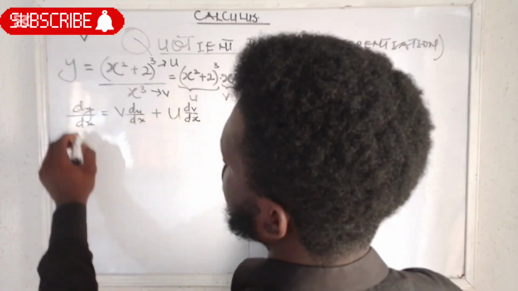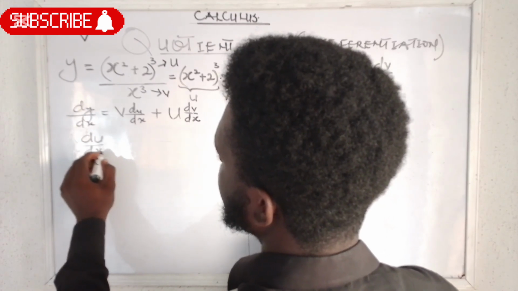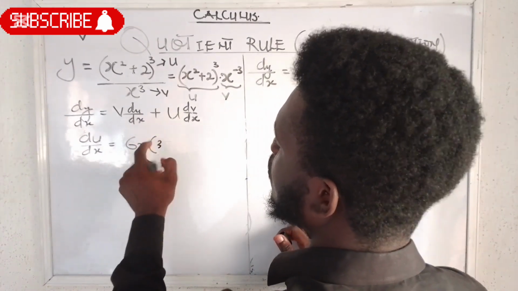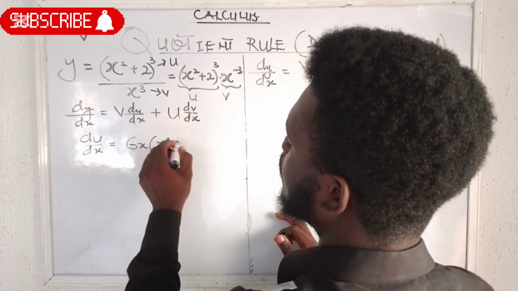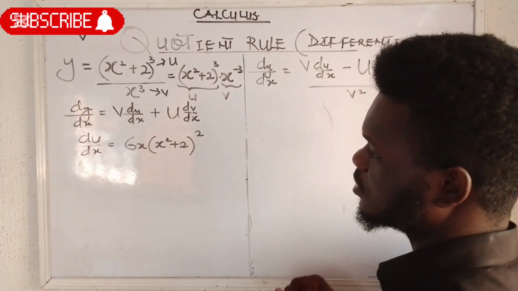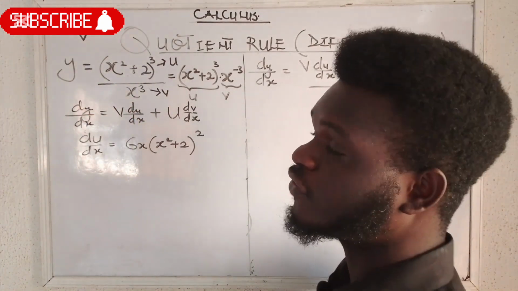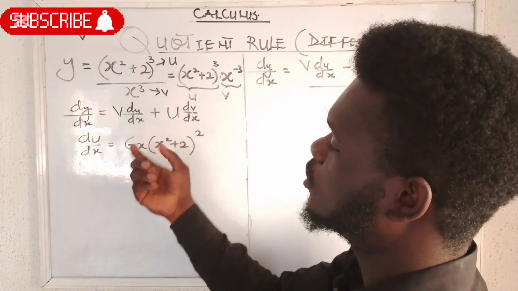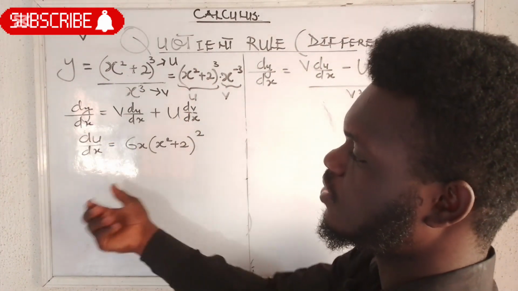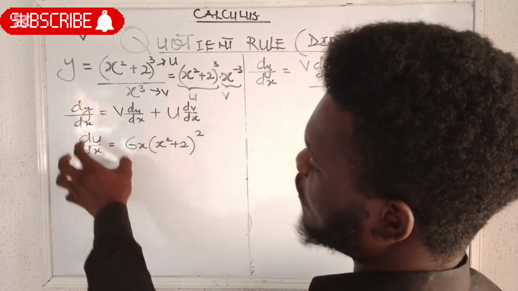So if you want to solve this, let's call that du dx. So du dx will certainly be equal to 6x times x squared plus 2 all to the power of 2. Yes, if you have mastered the chain rule, which is the function of a function, very well, you understand how to just by sight or by inspection tell how their derivatives will look like, the function of a function particularly. So let's see what we can do. We have gotten the du dx.